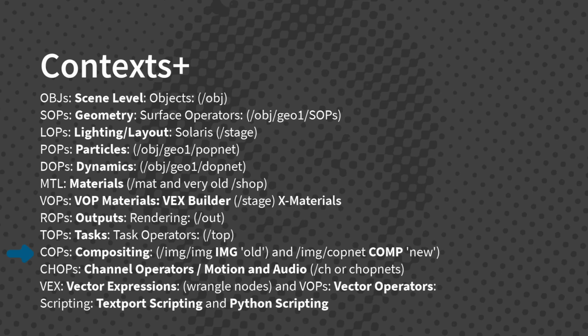And compositing, COPS. There's an old version and a new version, and the old version is node based, kind of like the rest of Houdini, and it's a little bit similar to Nuke. Nuke is way more powerful and has more features, so it's like a super light version of what Nuke can do. The old compositor is called IMG, imaging, and the new compositor is called the CopNet.